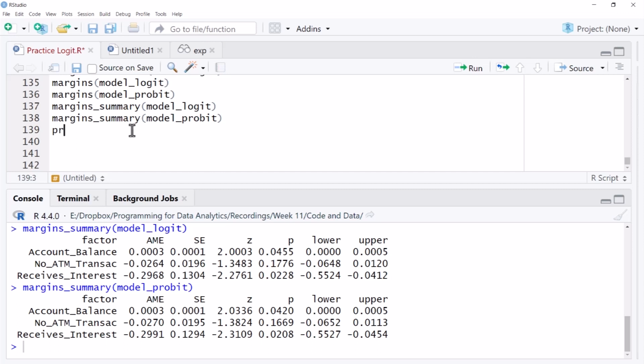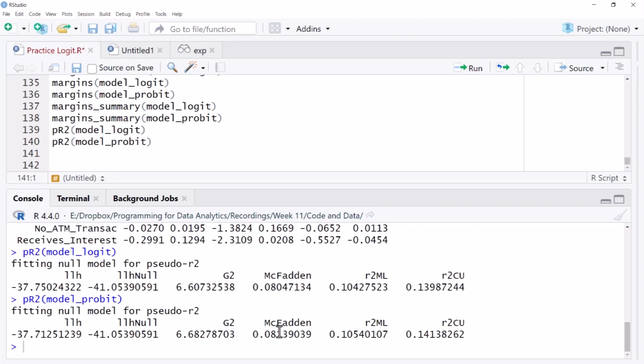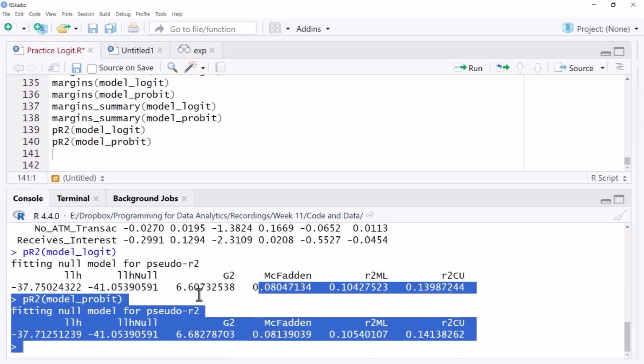Lastly, if you want goodness of fit measure in the form of pseudo R square, then you can produce it for your model logit. If you run it, you can see your log likelihood and pseudo R square here. Similarly, you can produce it for your probit also. Look at it, we are getting almost similar values. So that means logit and probit models are giving us very similar results.